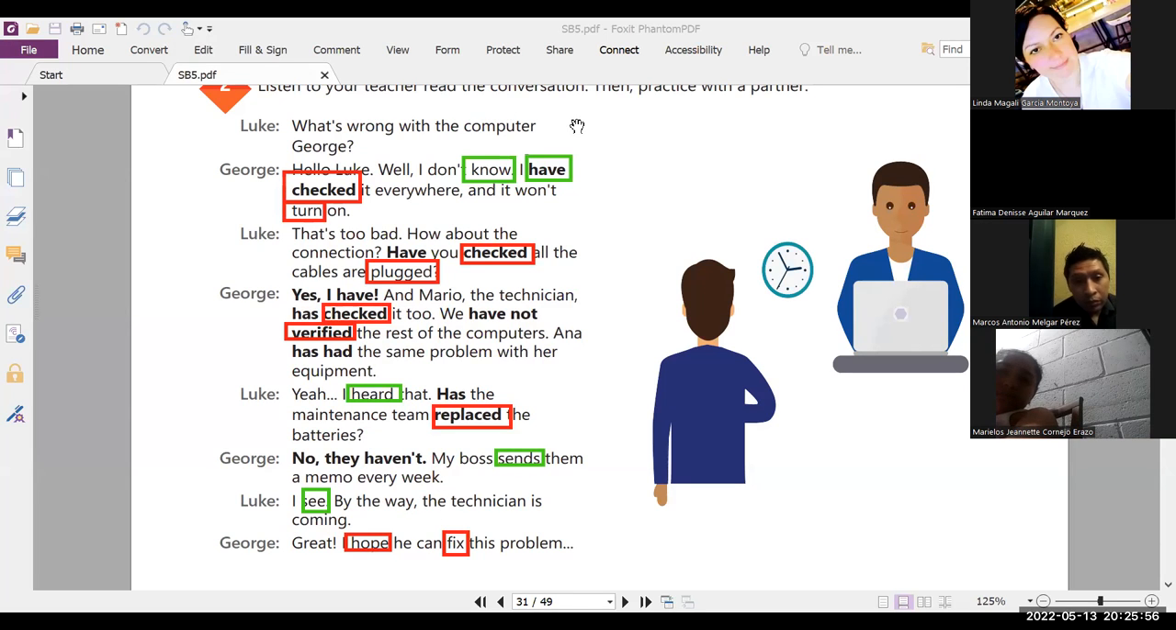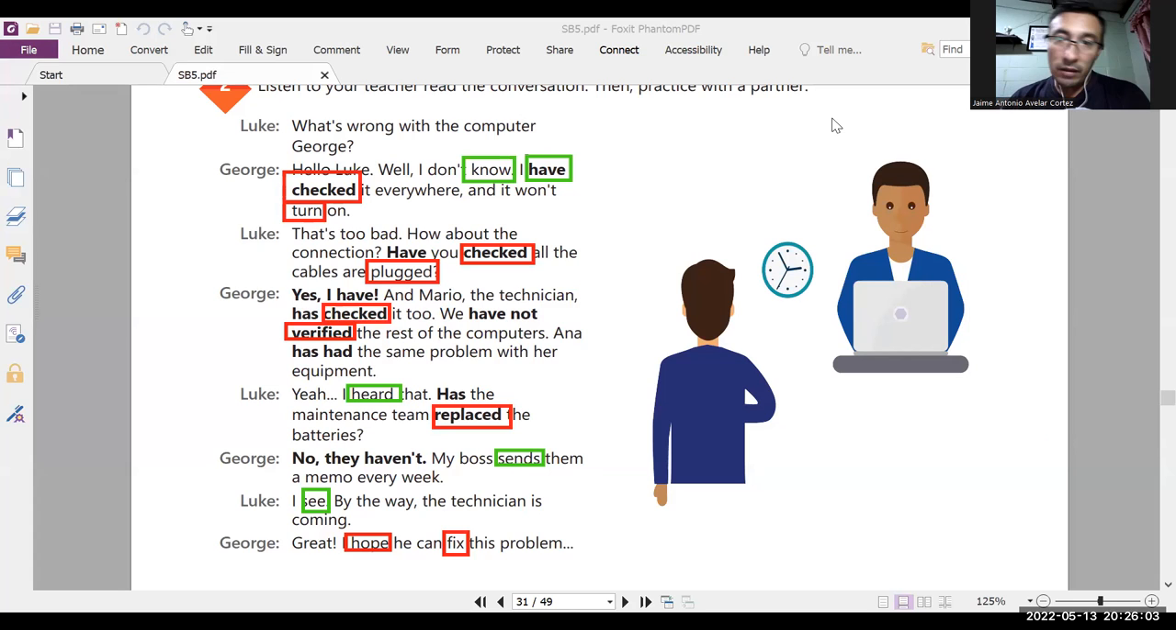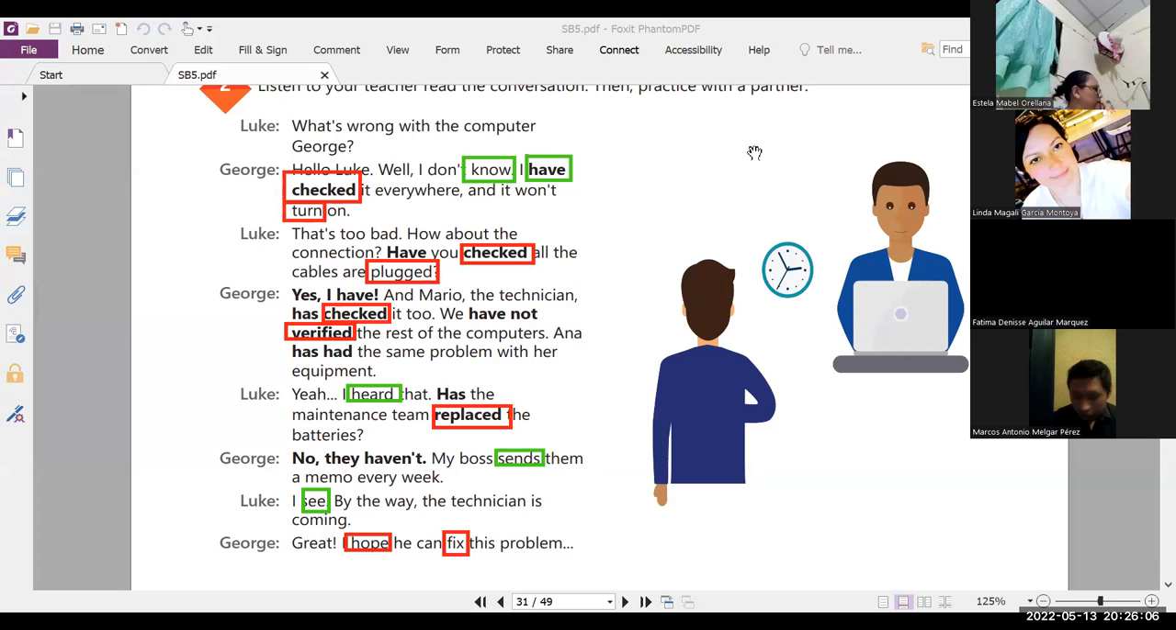Guys, congratulations. You already identified the regulars and the irregular verbs. Okay? So, teacher, and coming, no lo tomamos en cuenta. Yes, we can take it into account because we are taking into account all the verbs in the conversation, right? So, what about coming? Let's bring it to the infinitive. Come. Come is regular or irregular? Irregular, very good.